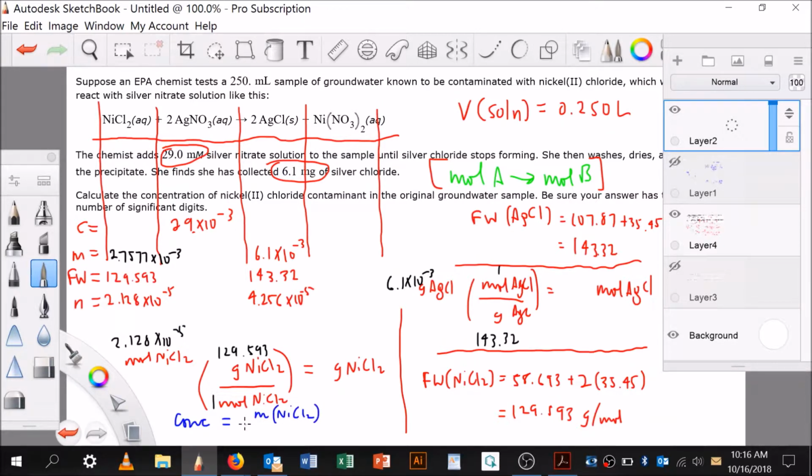My mass of nickel 2 chloride per liter of solution, which is, right, so it's going to be 2.7577 times 10 to the minus 3 grams of nickel 2 chloride divided by 0.250 liters of solution. Okay, now I'm going to get rid of this.